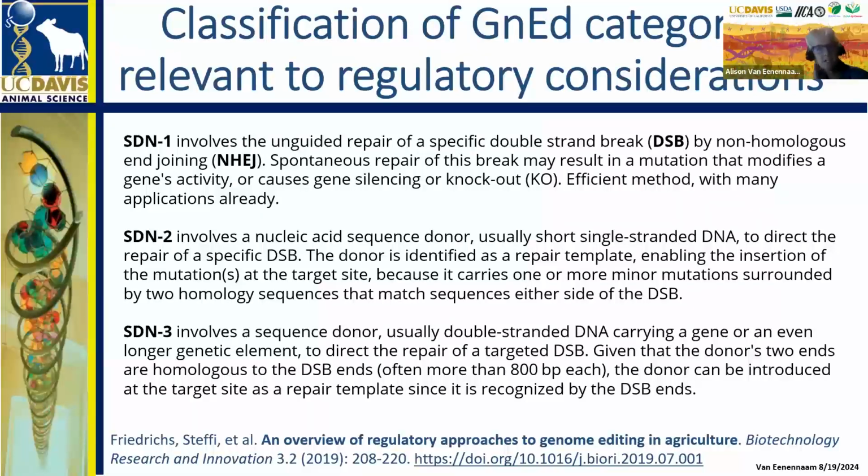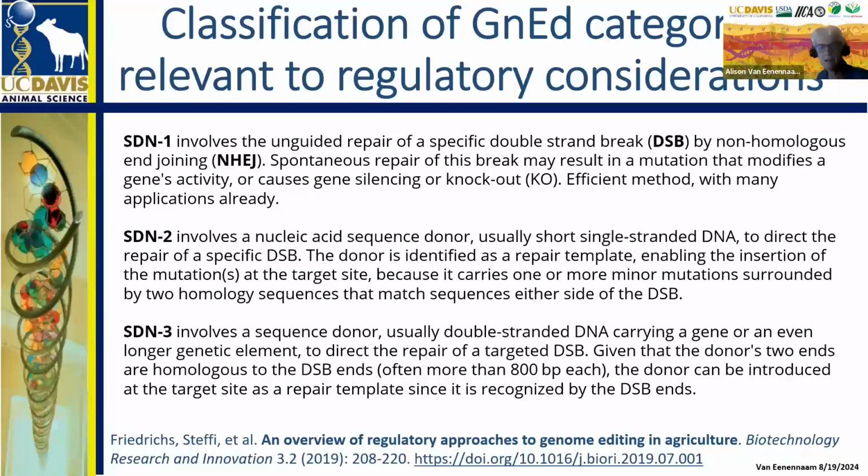I did want to just go into a bit of nerdy classification here, and if you want to read more, I've got the citation at the bottom, but you'll often hear us use the term SDN1, and that's basically the left-hand pathway I outlined earlier, where we're introducing an edit, but not introducing any template. And so there's no foreign DNA that comes into the animal. So we're typically used to inactivate a gene, not always, but typically. And that's called an SDN1. So you've got the non-homologous end joining.